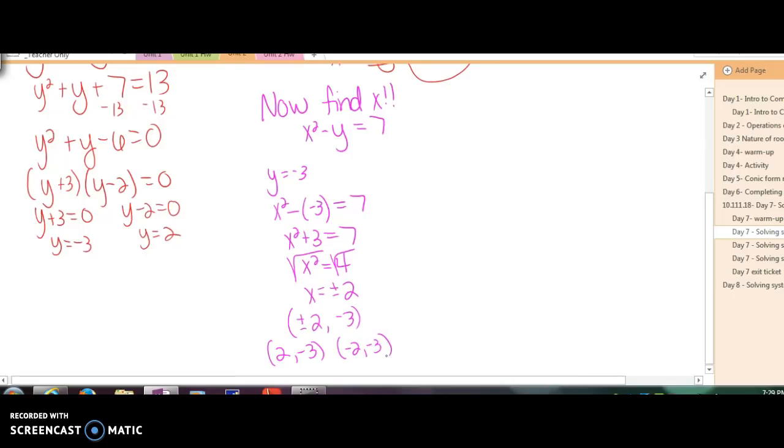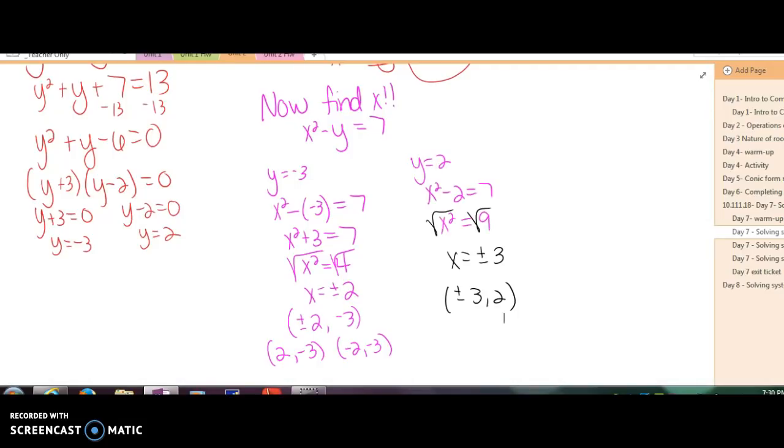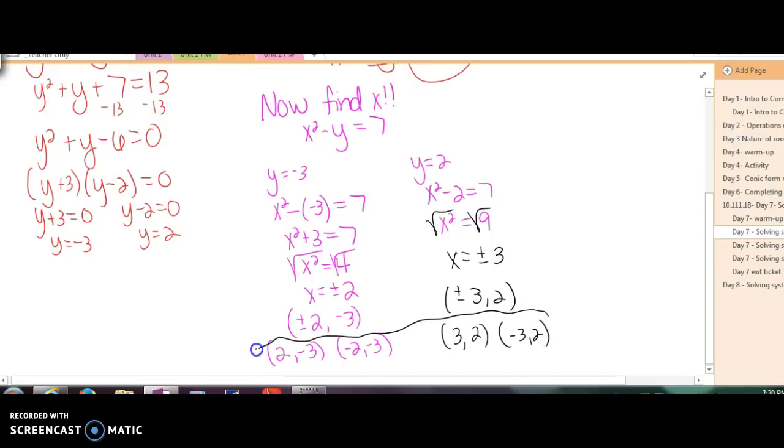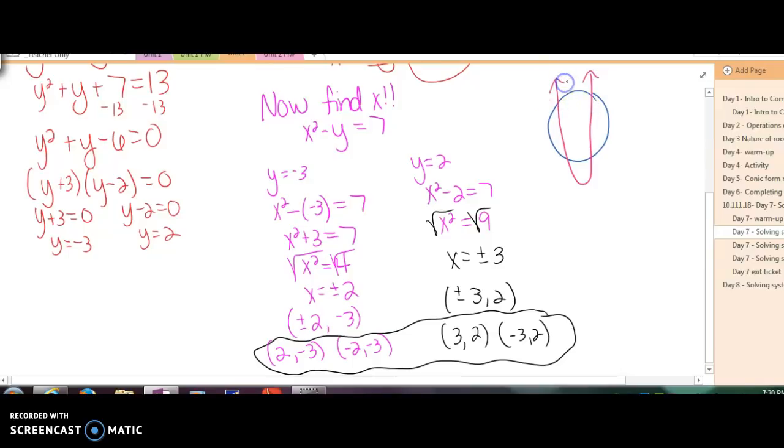Now I want you to pause the video and do the same thing for y equals 2. So hopefully you got that x was equal to plus or minus 3, which means plus or minus 3, comma 2 is our points, which is really just 3, 2, and -3, 2. So in this case, we have 4 answers. Well, go back to what we said the shapes were. The first equation was a circle, and the second equation was a parabola. A circle and a parabola can have 4 intersection points, if you think about it.